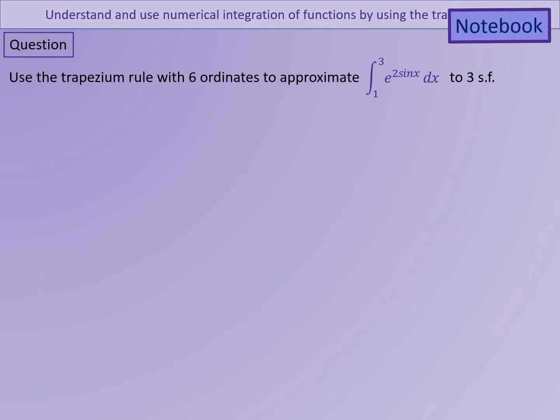So here's an example. We're going to use the trapezium rule with 6 ordinates. Remember that the ordinates is how many x values and y values we want to use. So 6 ordinates would actually only be 5 trapeziums or 5 strips. We want to integrate from 1 to 3 the function e to the 2 sine x. This is obviously not a function that we know how to integrate, so this is why a numerical method is important.